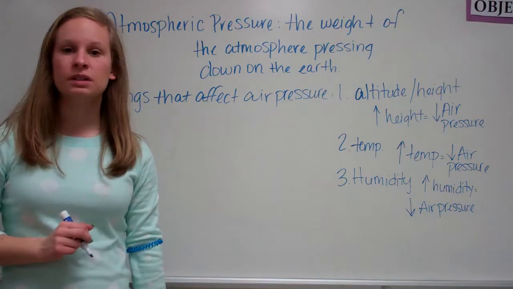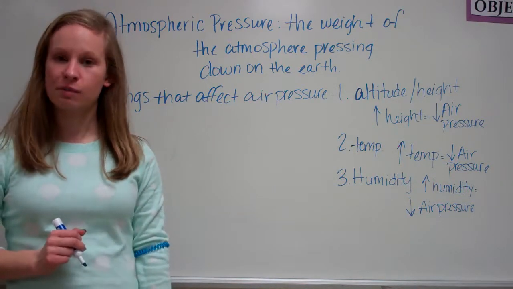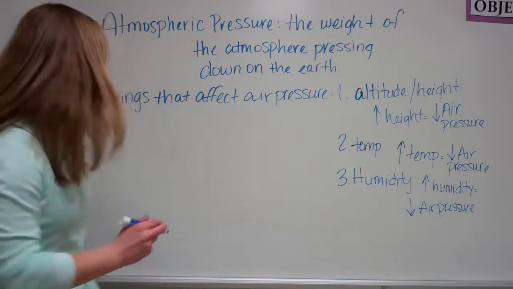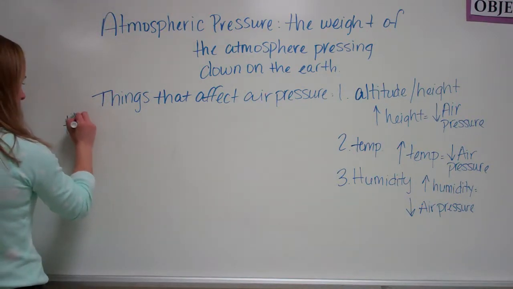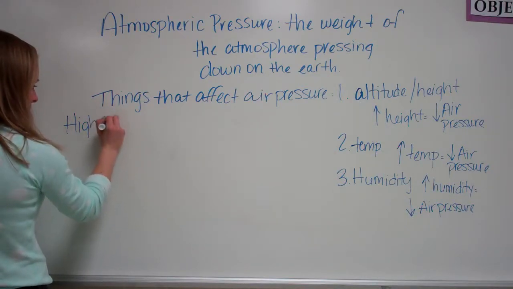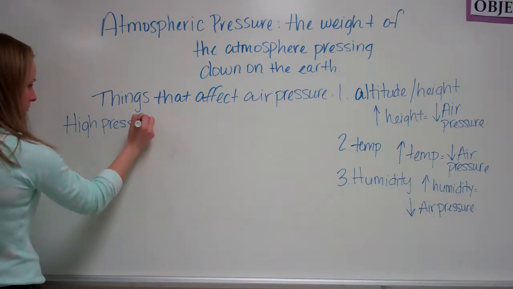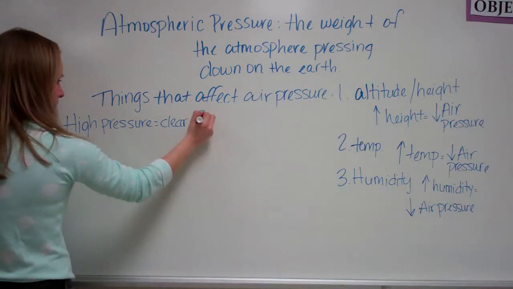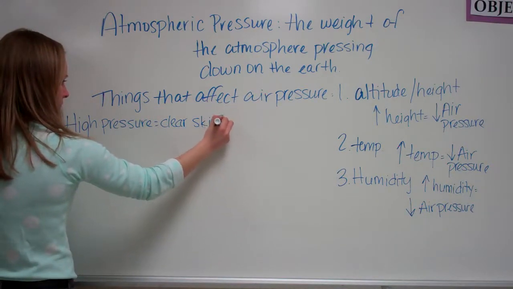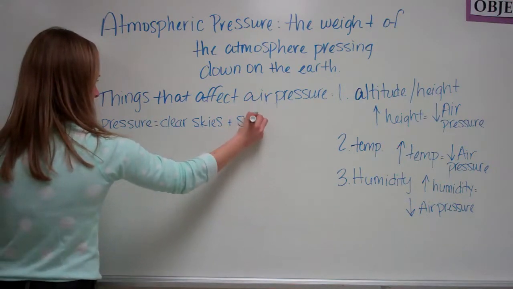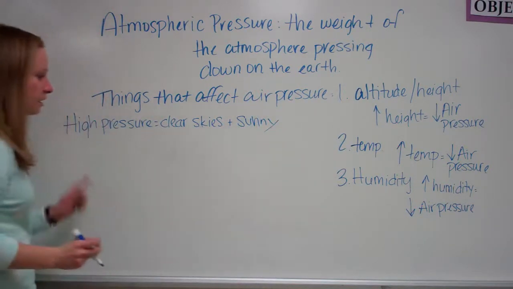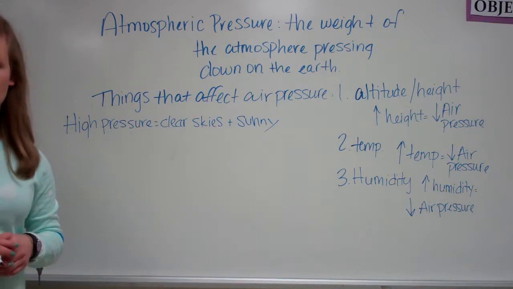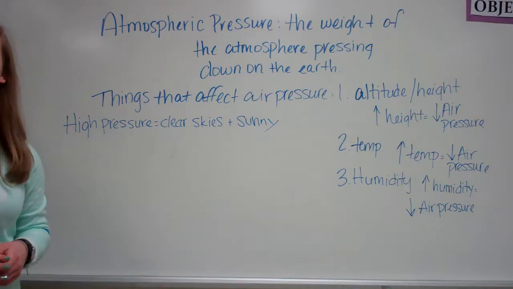Some other things we need to remember: when we have high pressure areas, we are going to have clear skies and sunny weather. So high pressure equals clear skies and sunny. However, in low pressure areas, we're going to have cloudy and rainy weather.